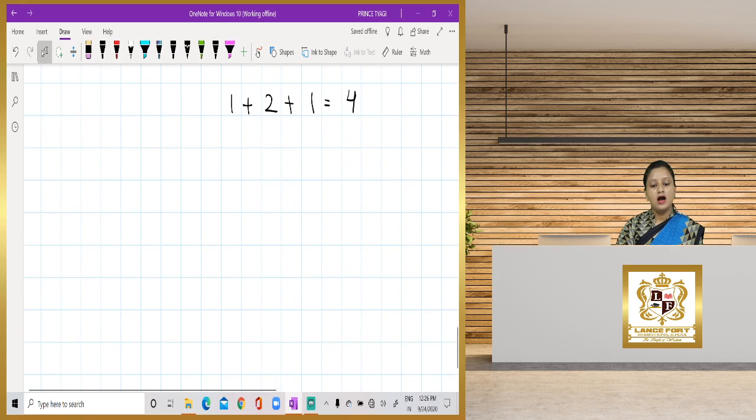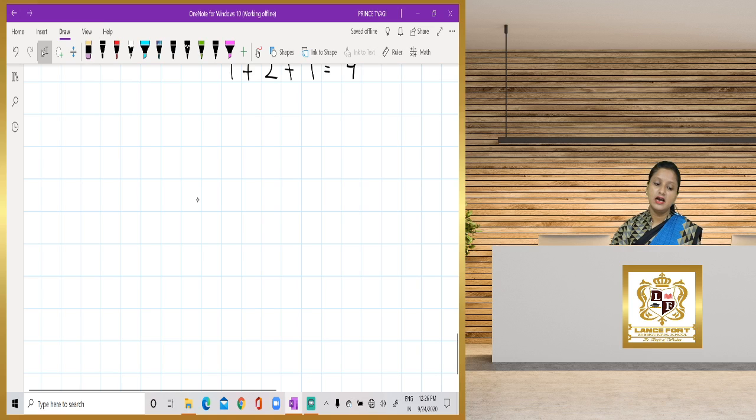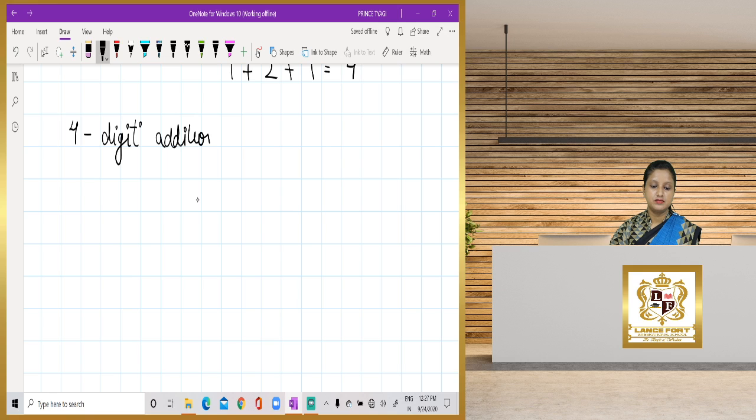Now, 4-digit addition with renaming, or you can say regrouping. Here we have a 4-digit number, this means we have 4 places: thousands, hundreds, tens and ones. So here I am taking this question.